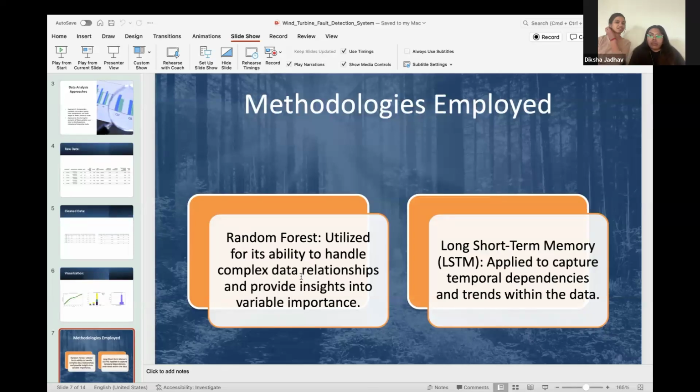Now, let's discuss the methodologies which we have employed in this project. We have employed two methodologies. One is the random forest classifier, and the other one is long short-term memory.